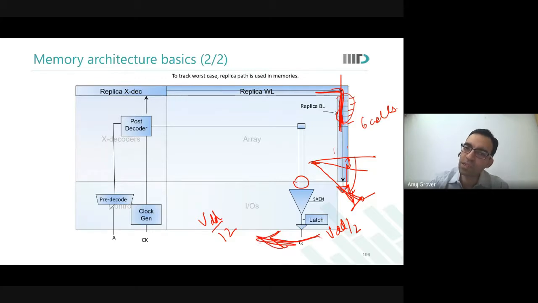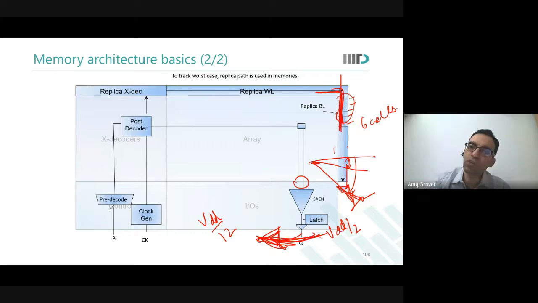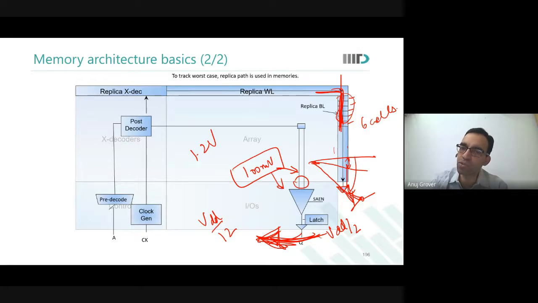Is this transition clear? VDD by 2 here means VDD by 12 here. So if you're operating at 1.2 volts, the actual cell would have now generated 100 millivolts. And that is sufficient to trigger the sense amplifier. So you say, okay, I will put 6 cells here, and once the inverter toggles, I will trigger the sense amplifiers.